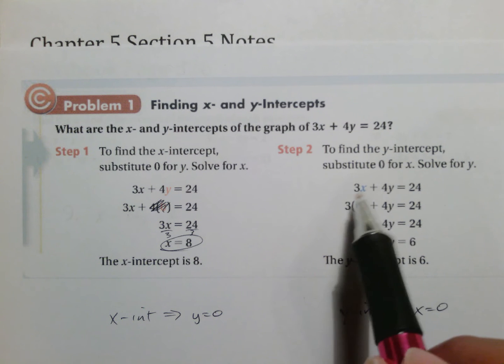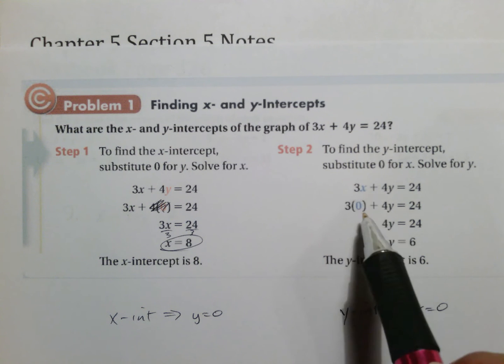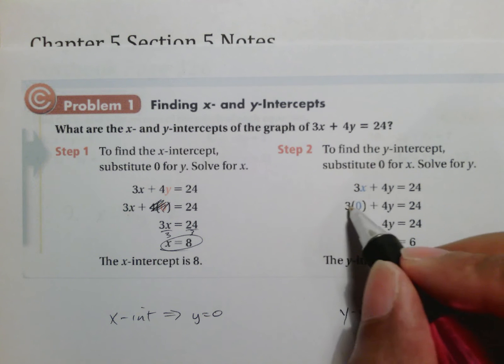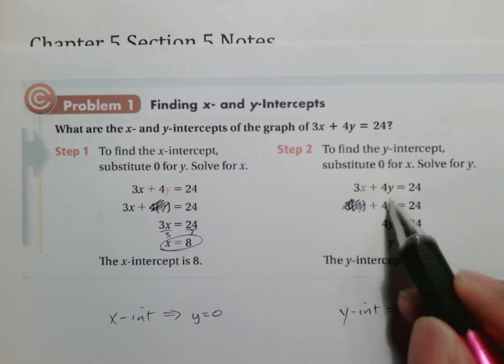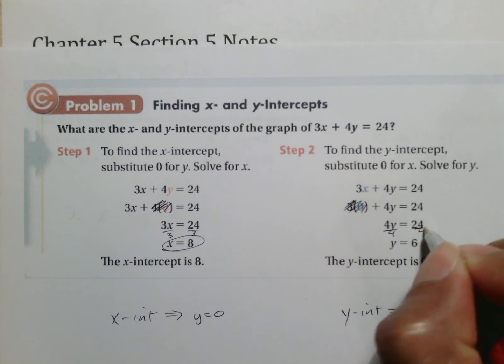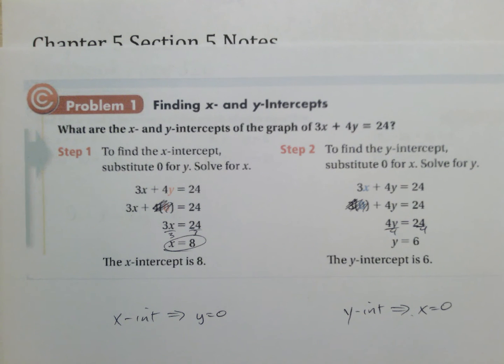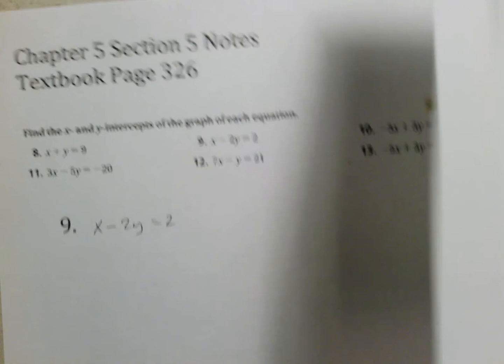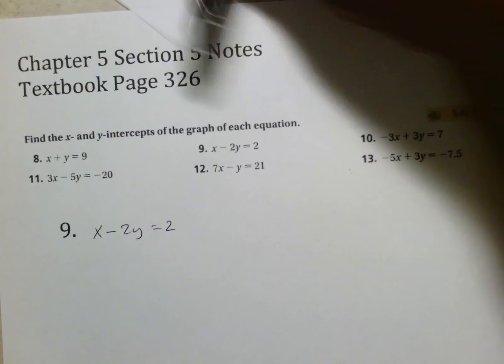So let's see what happened. 3 again, or x turned into a 0. 3 times 0, of course, was 0, which meant it just kind of disappeared. And then 4y equals 24 came down. Dividing by 4, now you end up with y equals 6. And I think we should have at least a decent idea on what's going on back here on number 9.